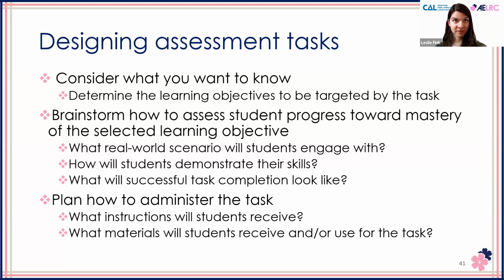Once you have in mind the can-do, the learning objective that you want to know more about, you can think more specifically about what you want to know about your students' knowledge and abilities. This will allow you to be sure that you're measuring what you want to measure, which will strengthen the validity of your assessment. Next, you'll want to brainstorm how to assess student progress towards your selected learning objective.